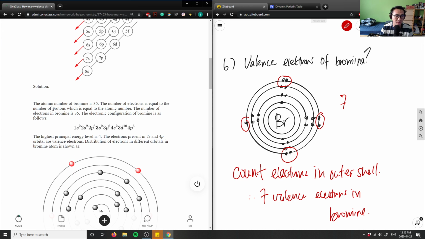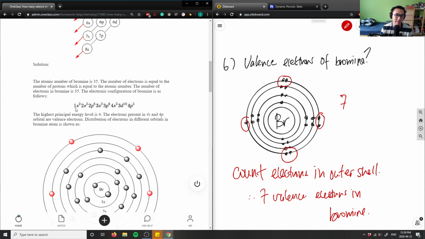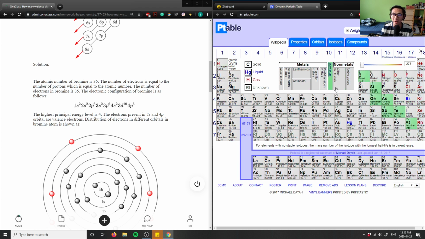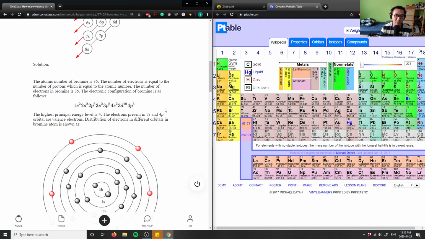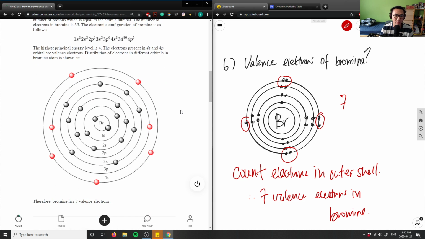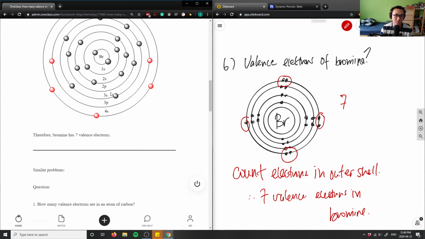What they're doing is, the atomic number here is 35, so they wrote down the electron configuration of bromine. That's good. So I'm going to verify this: 1s2, 2s2, 2p6, 3s2, 3p6, 4s2, 3d10, and 4p5. Remember, this is 4s2, sorry. This is 3d10, and then 4p5 would be 1, 2, 3, 4, and 5. That's correct. Bromine is the 5th one here. Since the highest energy level is 4, we take the 4s2 and the 4p5, adding 2 and 5, which makes 7 valence electrons. So this here is the correct solution.